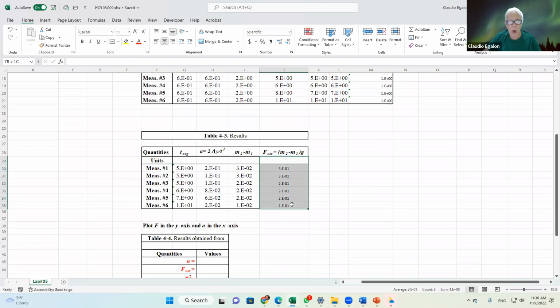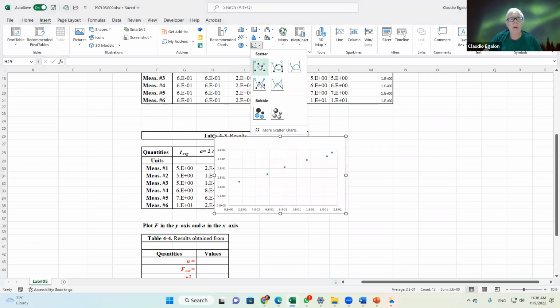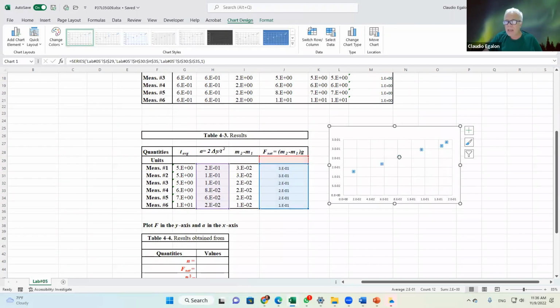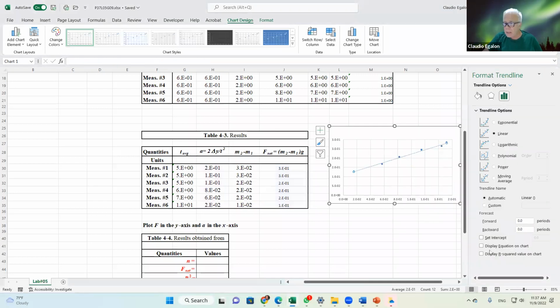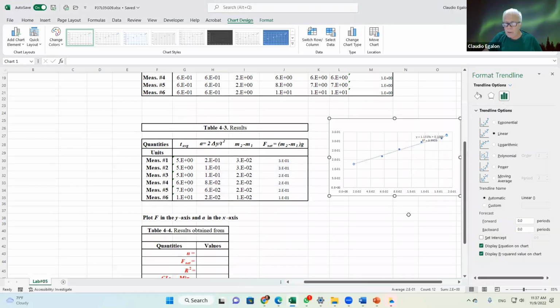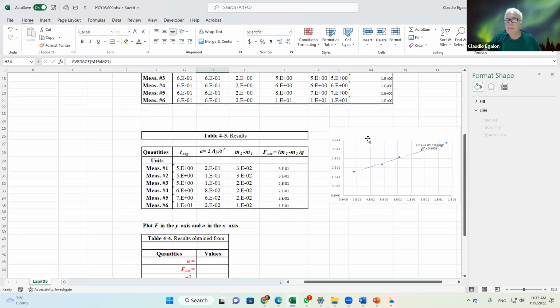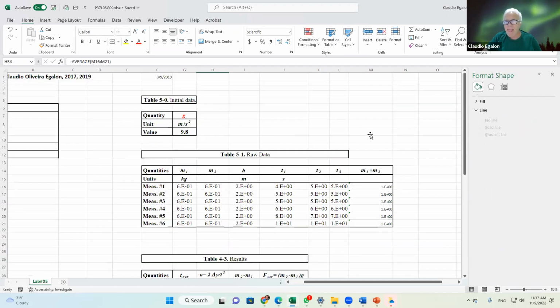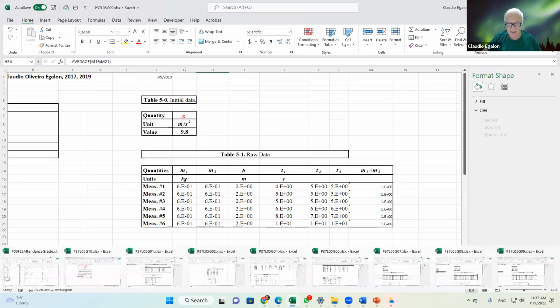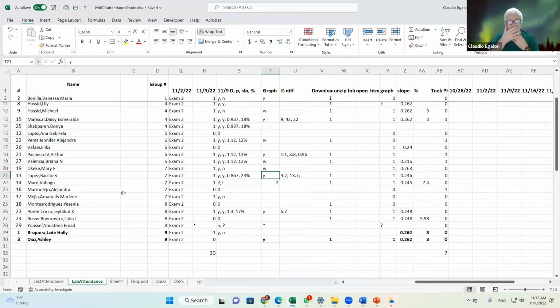So when you plot F net versus acceleration, you get this nice straight line. And here, 1.13, looks like you get a pretty decent 0.2%. Looks like you're doing one of the best data there. Okay, 11:37. Let's see how we're doing here. Do you have any questions?